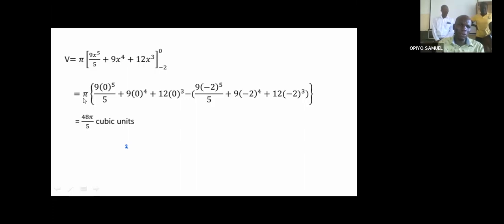So when we substitute for the limits, you start with the upper limit. So you can see we have the upper limit being 0. We substitute there, minus the substitution for the lower limits. And when we simplify this, we get the volume to be 48 pi out of 5 cubic units.